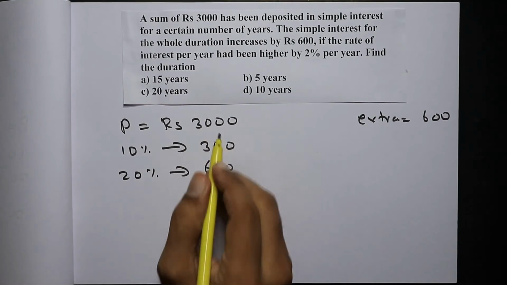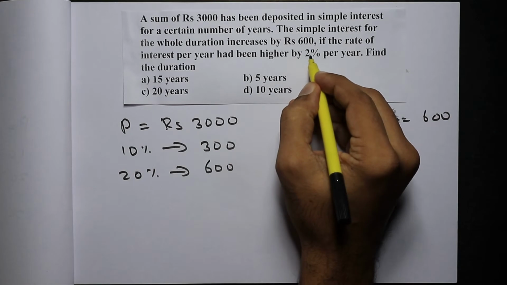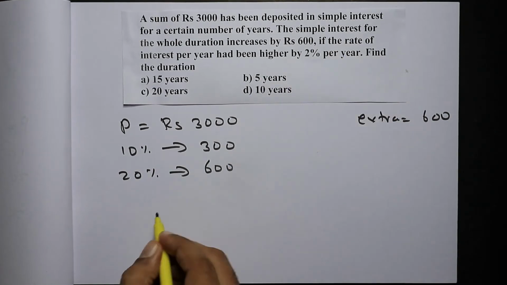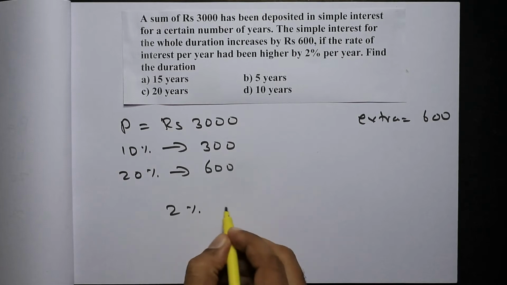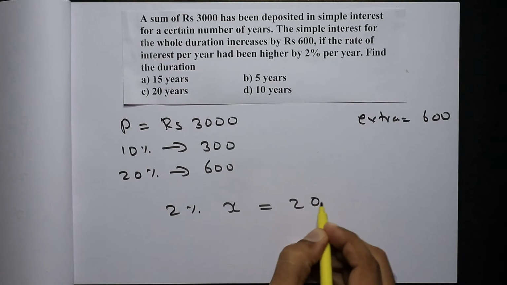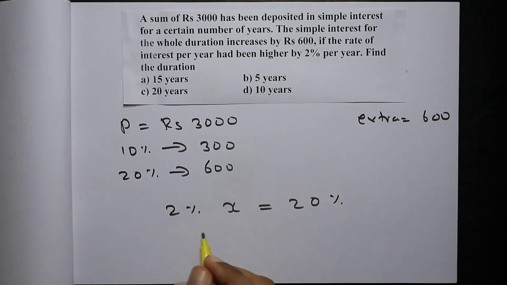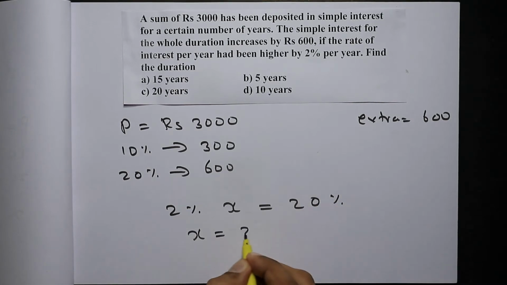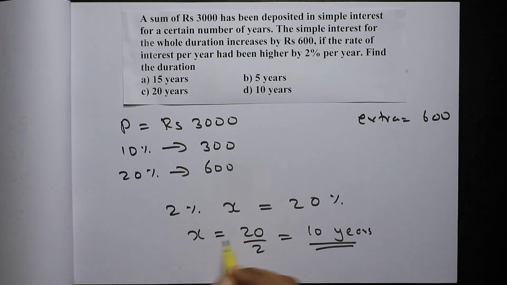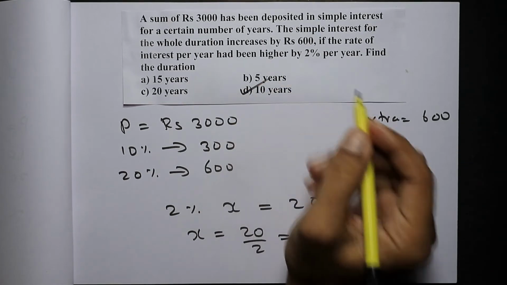And that is because the rate of interest is 2% higher per year. So every year you will get an extra 2%, like that for X years. And the total extra that you are getting is 20%. So let us solve it. X you will get as 20 by 2. So that is for 10 years. So it is for X years and X you will get as 10 years. Hence option D, 10 years.